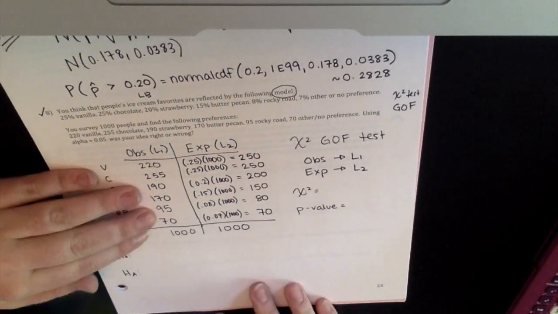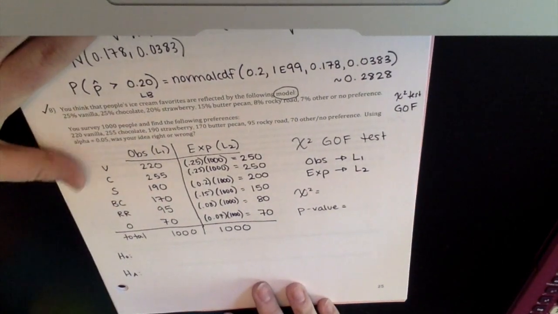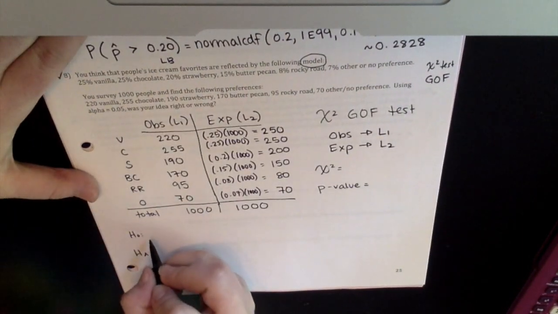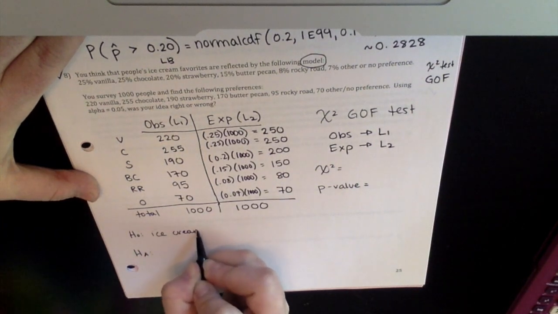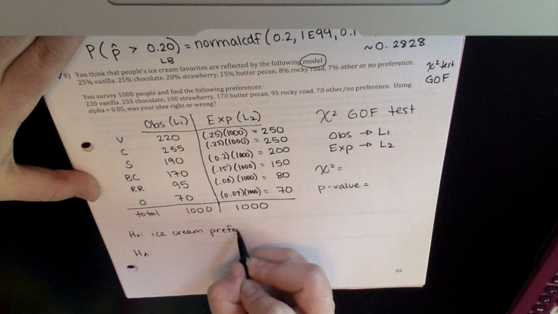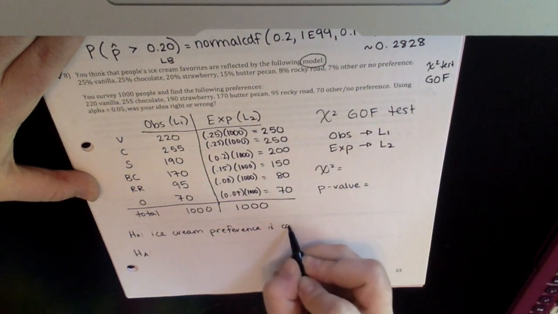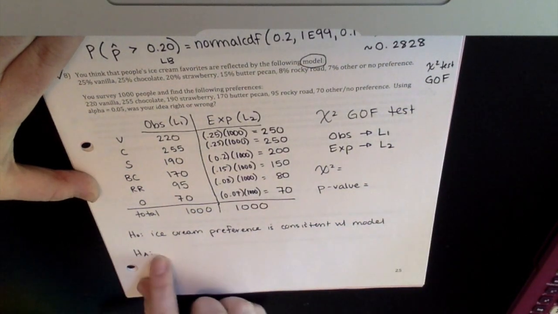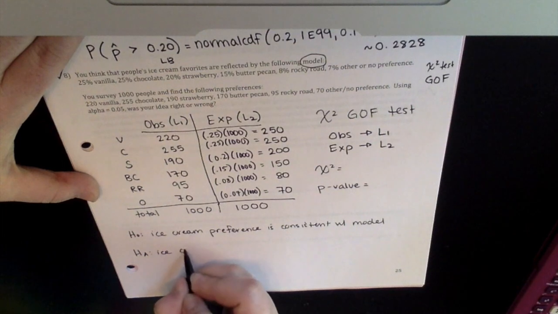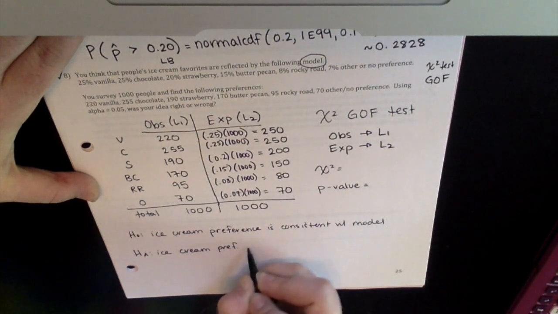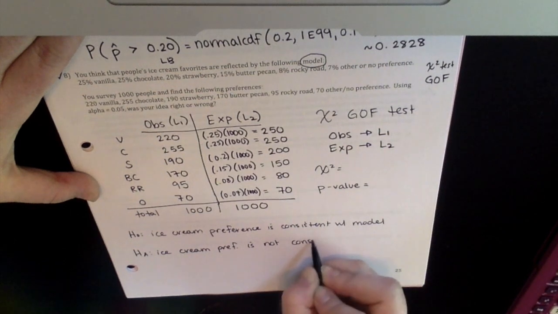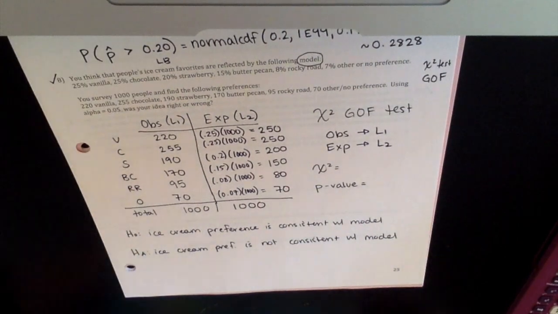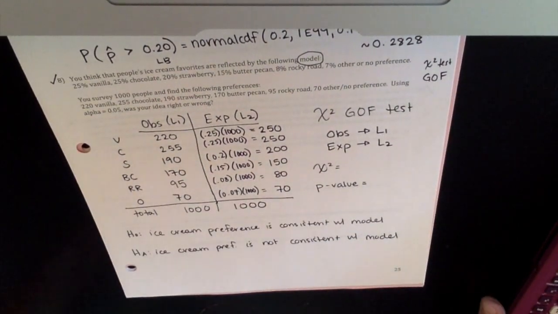What are we distributing here? Ice cream favorites, right? And we have a particular model. So this is when we can write the hypothesis. Ice cream preference is consistent with the model. And then we say there has been a change by saying that ice cream preference is not consistent with the model given. And then we can choose the answer based on the p-value compared to the alpha level.